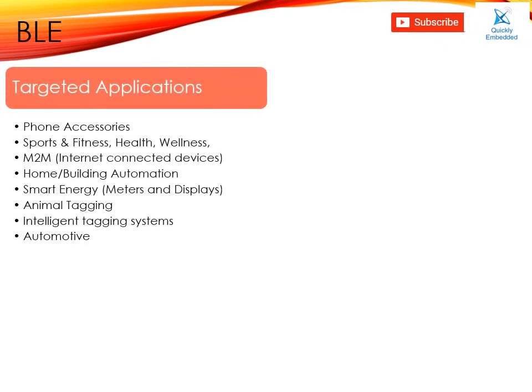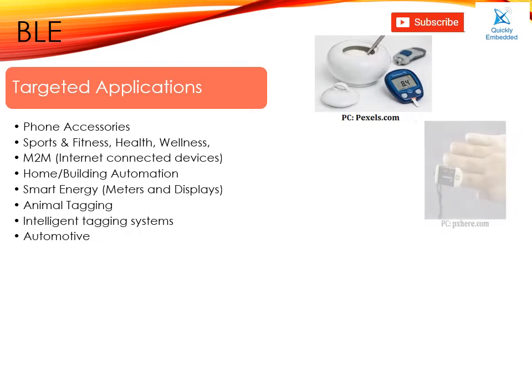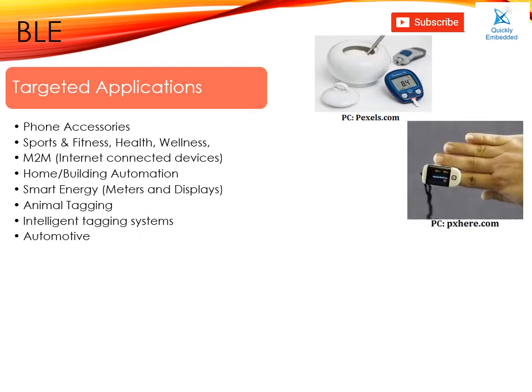Let's see some of the targeted applications of BLE. It is used in phone accessories, sports and fitness, health, wellness tracking, M2M internet connected devices, home building automation products, smart energy meters and displays, animal tagging, intelligent tagging systems, and automotive. The list goes on. Every day you find some new application where you can use BLE.